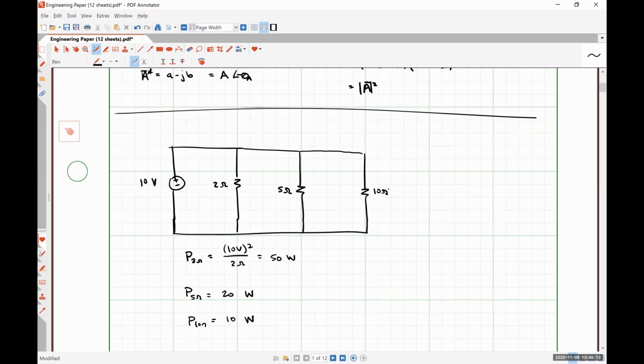So this is a DC version of our exact circuit, right? We have a source that is supplying power to three loads. So the question is, if we add the power absorbed by those three loads together, does that equal the power supplied by the source? Absolutely, okay?